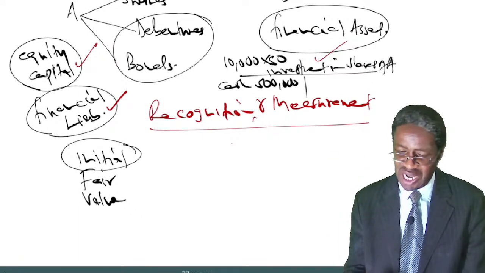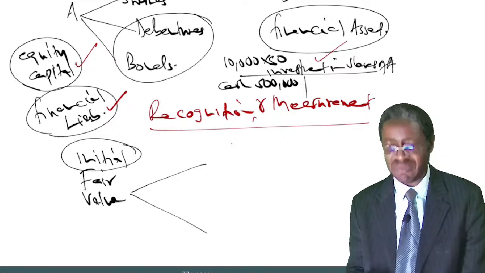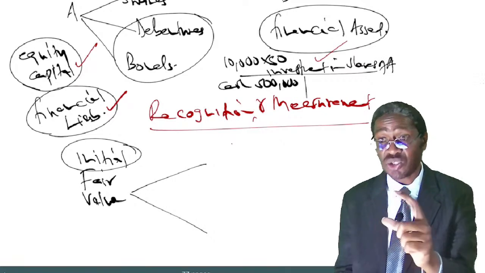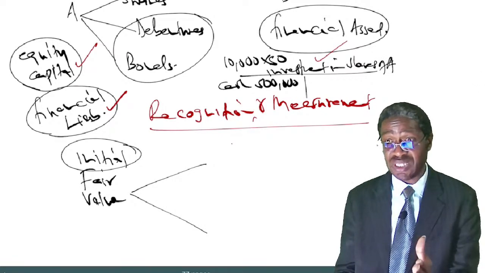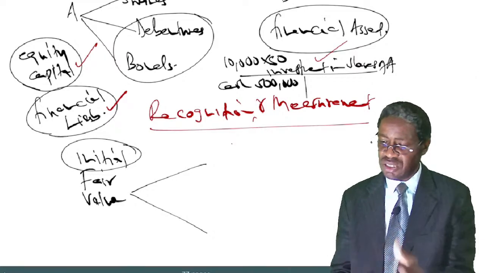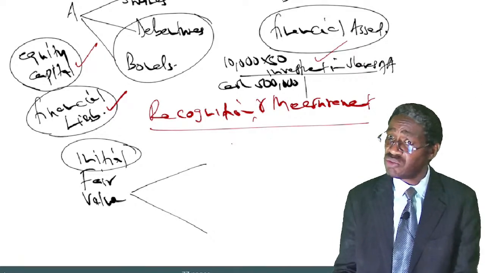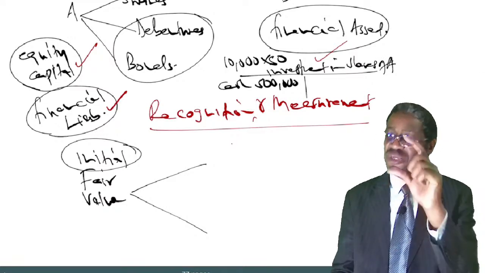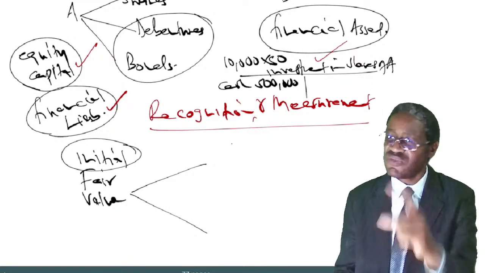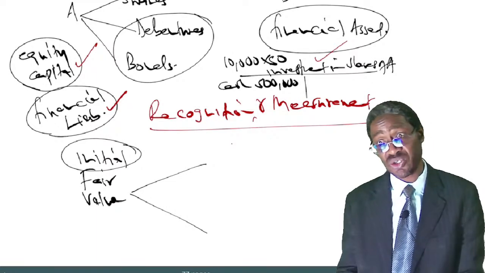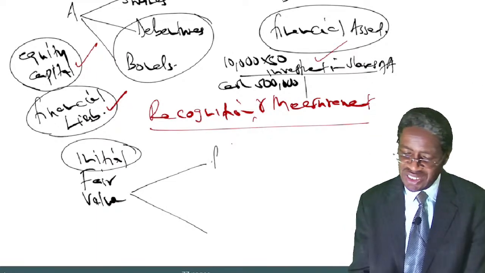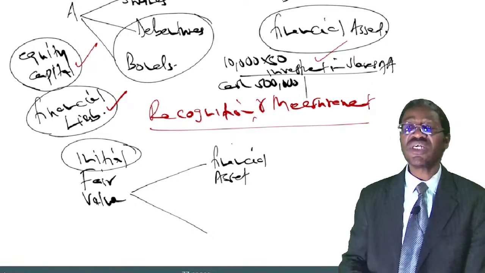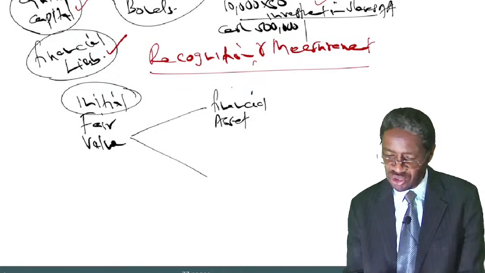Subsequent measurement, now listen, subsequent measurement now depends on the classification. After you have recognized the initial, after that, how do you recognize the financial instrument? I've said subsequent measurement now depends on the classification of the financial instrument. In other words, is it a financial asset, or is that instrument a financial liability?